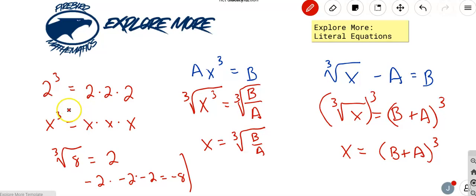Okay, so hopefully that makes a little bit of sense with taking the square root and cube root. Go ahead and practice those extra explore more problems, and let your teacher know if you need some help.